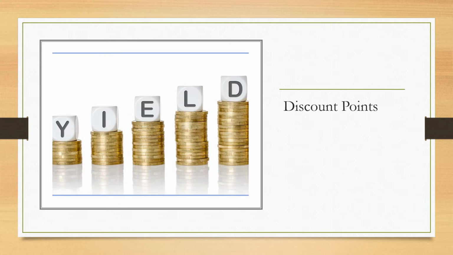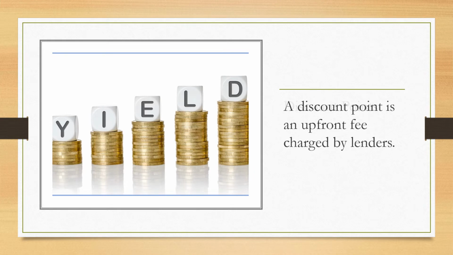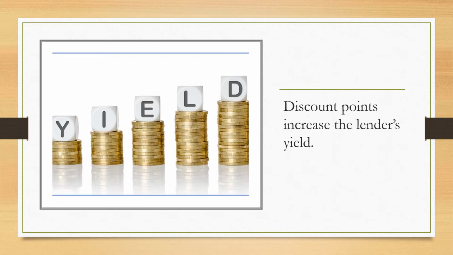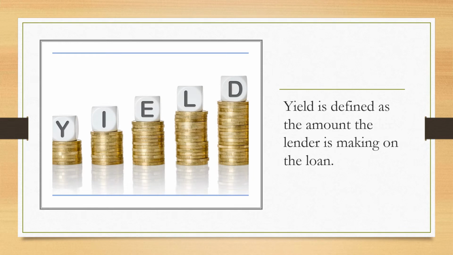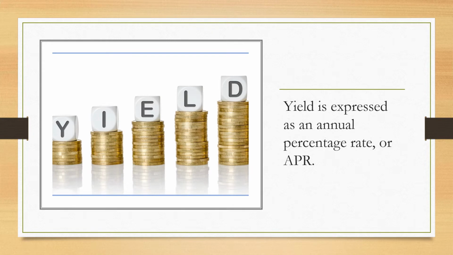Discount points. A discount point is an upfront fee charged by lenders. Discount points increase the lender's yield. Yield is defined as the amount the lender is making on the loan. Yield is expressed as an annual percentage rate or APR.